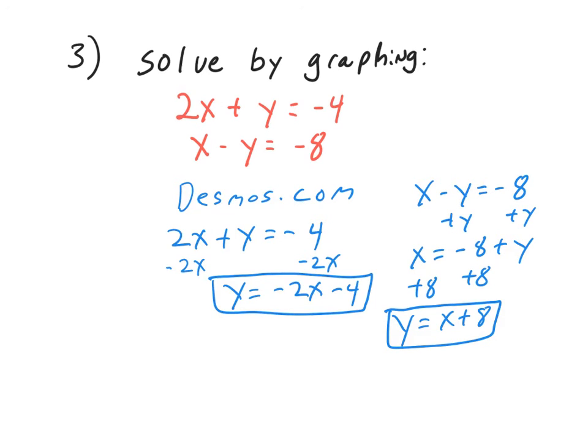So now go to desmos.com and plot both of those and see where they cross. Okay, so we check on desmos.com. I found that they both cross when x is -4 and y is +4. So that's the solution to that system.